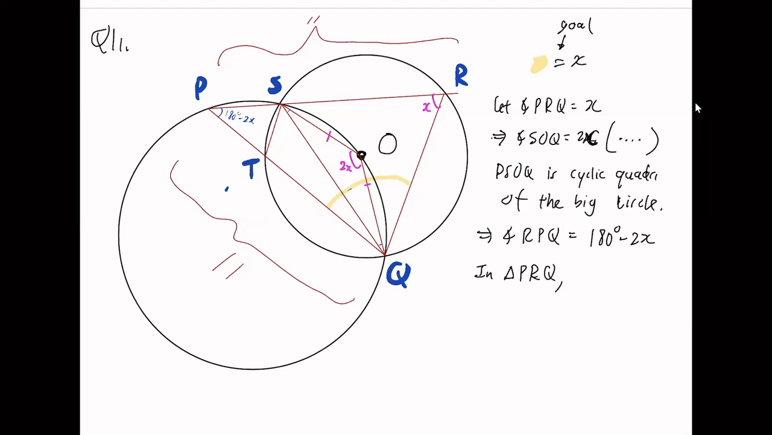Sometimes when you're very confused already, you should just write down 'in triangle PRQ' to remind yourself which shape you are looking at. Oh, triangle PRQ, versus cyclic quadrilateral PSOQ. I don't know if it helps you. In triangle PRQ, what do we see? You can also redraw the triangle. I see 180 degrees minus 2x at the side here, an x there, and an unknown angle that I want to find, which is angle PQR.